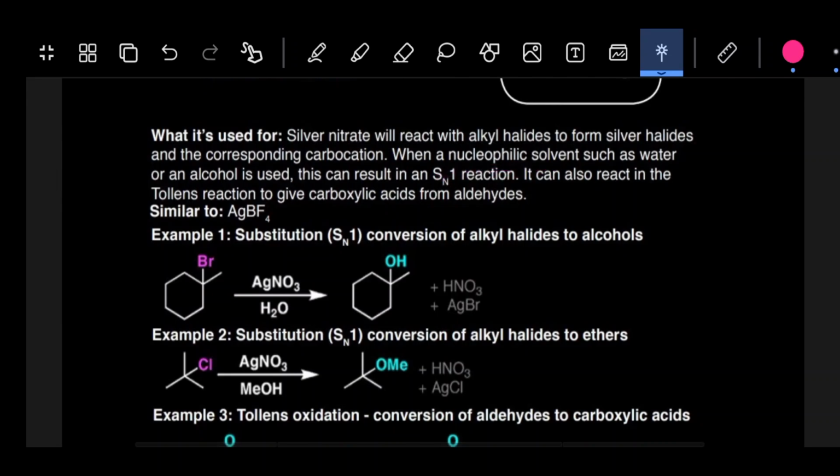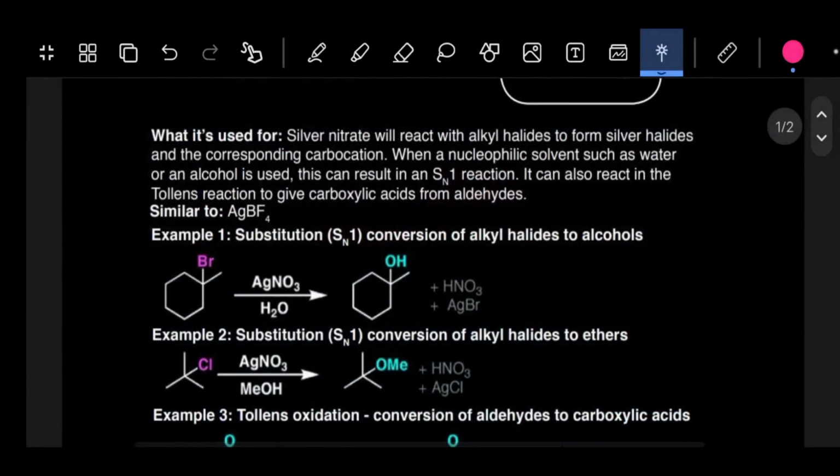This can result in an SN1 reaction. This is important, an SN1 reaction. It can also react in the Tollens reaction, giving carboxylic acids from aldehydes. So what is the Tollens reaction? When an aldehyde is reacted with silver nitrate in the presence of ammonia and water, it gets oxidized into an acid.